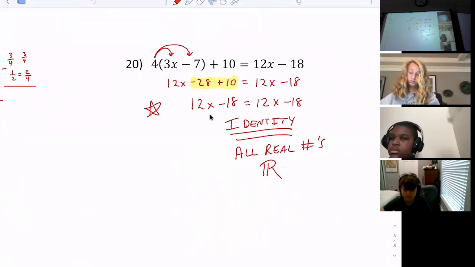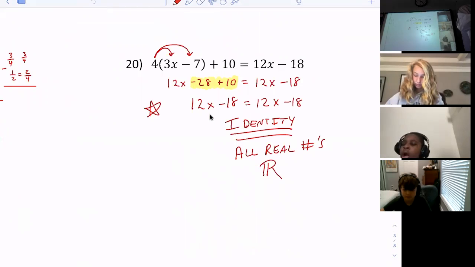Question number 20 is called an identity. The reason why it's called an identity is because when you simplify the left side and you simplify the right side, you get exactly the same thing. All right, so a no solution occurs when you have a variable equal to itself, but the constants are not the same.